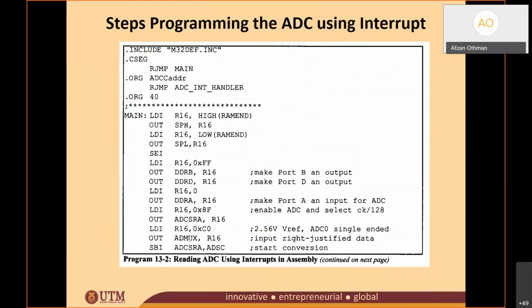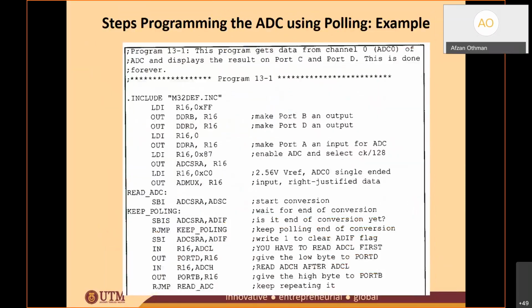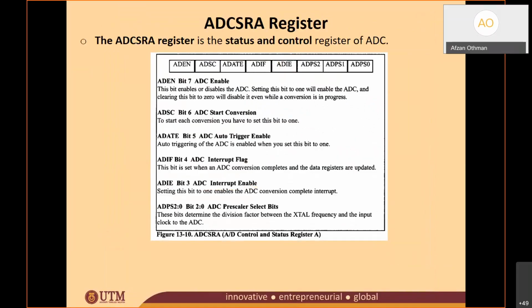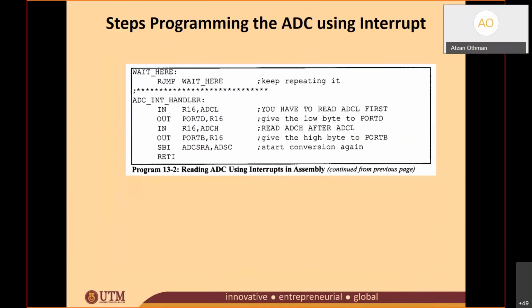Okay, so this is the same program that we did earlier, similar to this one. But this one is by using a polling method, and this one is by using the interrupt method. So now we're going to write it using C programming, because this is an assembly language.